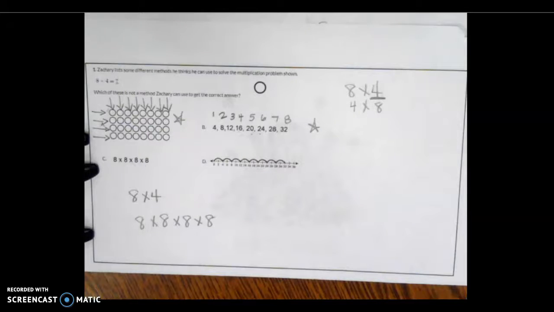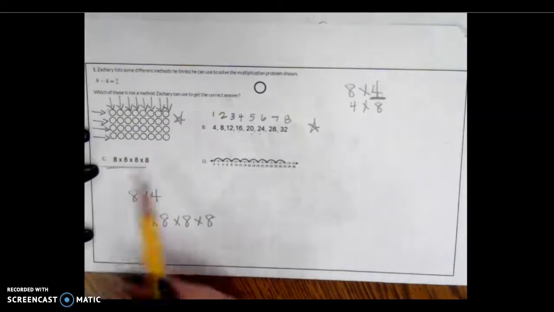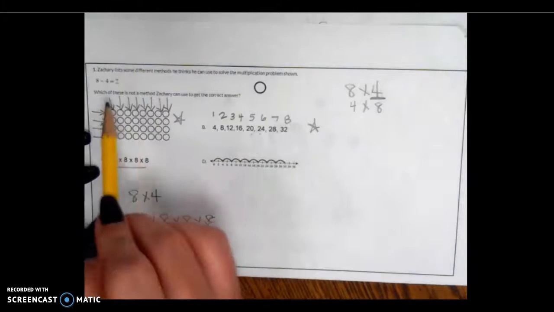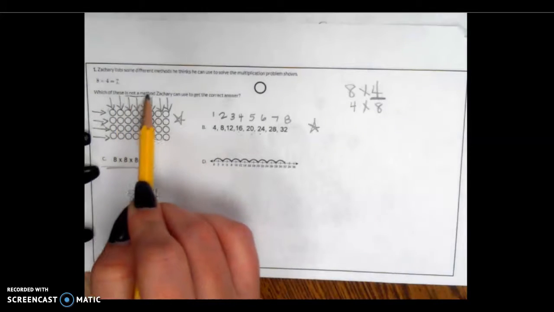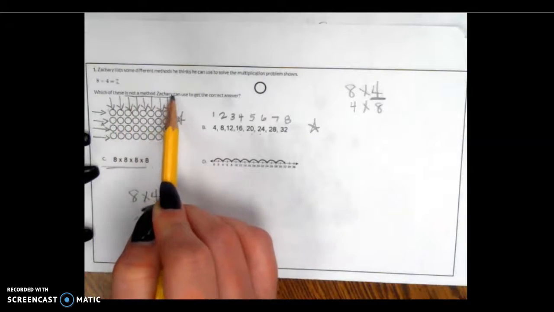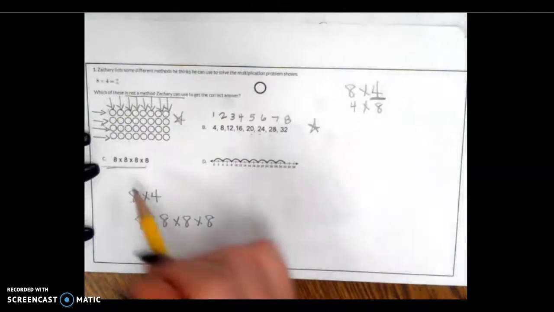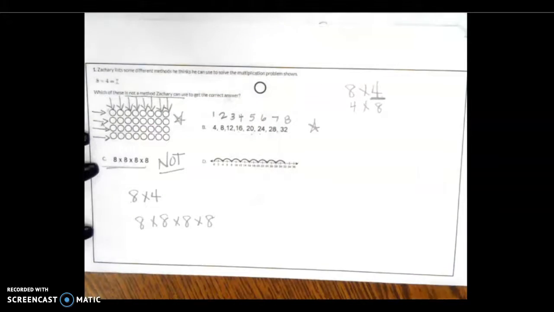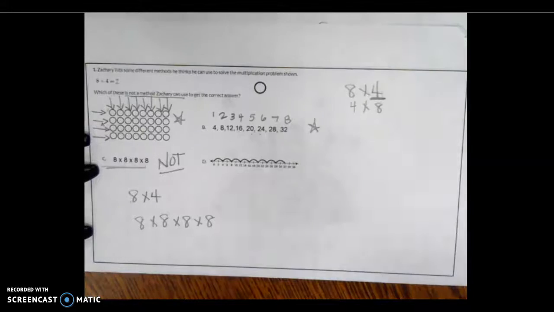It's not the same. So if it's not the same, does that mean that we could use C for our equation 8 times 4? No. Don't forget, the question is asking us, which of these is not a method that Zachary can use? C is not a method that we can use. But we're going to keep going, and we're going to check D.